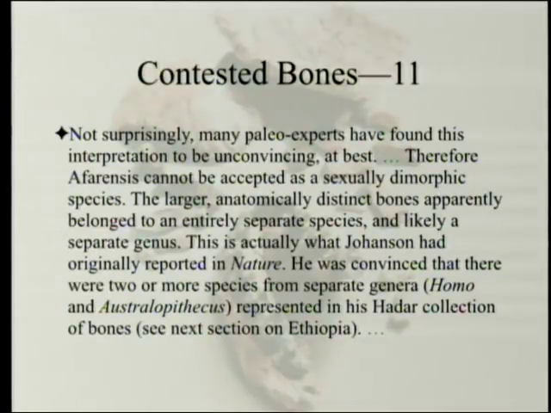The larger anatomically distinct bones apparently belong to an entirely separate species and likely a separate genus. This is actually what Johanson had originally reported in Nature. He was convinced that there were two or more species from separate genera, Homo and Australopithecus, represented in his Hadar collection of bones. We'll talk about that next.